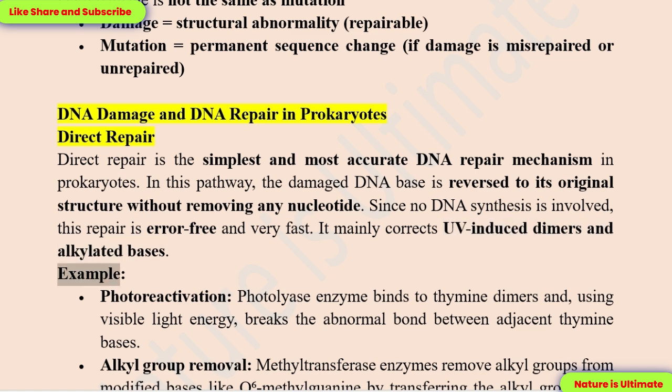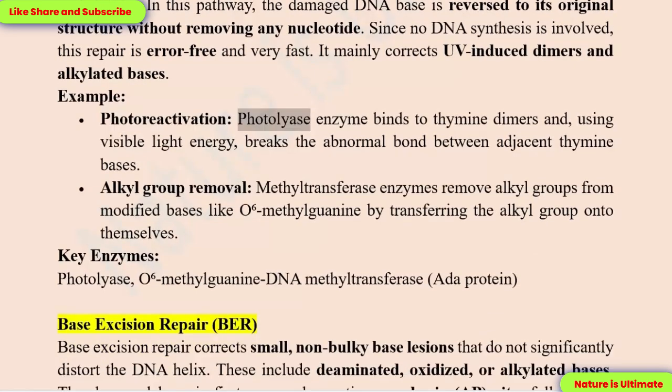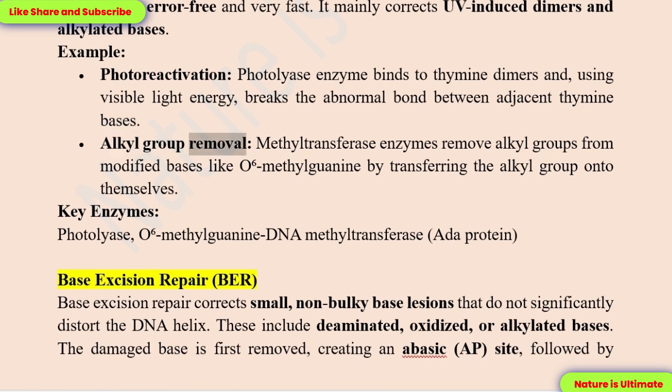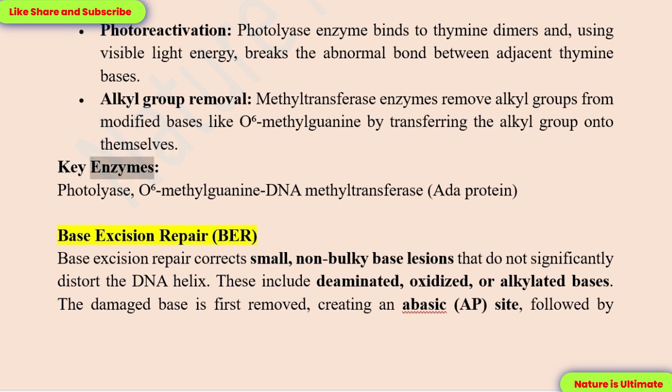Example: photoreactivation. Photolyase enzyme binds to thymine dimers and, using visible light energy, breaks the abnormal bond between adjacent thymine bases. Alkyl group removal. Methyltransferase enzymes remove alkyl groups from modified bases like O-methylguanine by transferring the alkyl group onto themselves. Key enzymes: photolyase, O-methylguanine DNA methyltransferase, ADA protein.